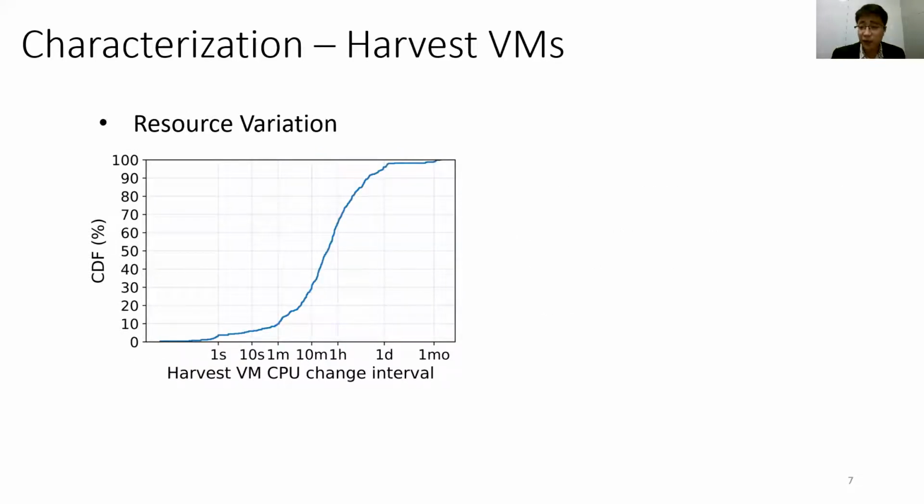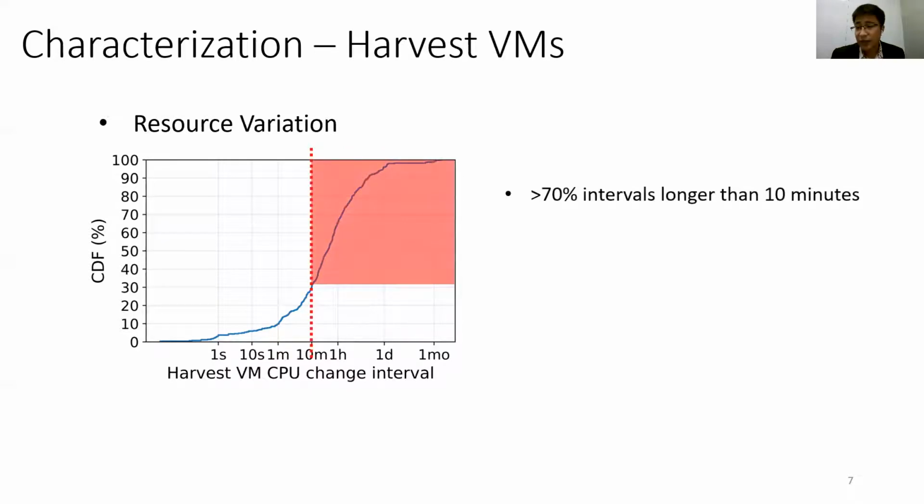Then let's look at the resource variation. We mainly care about harvesting CPUs, which are usually the scarcest resources on public clouds. The figure shows the CDF of Harvest VM CPU change interval. The CPU change interval refers to the duration between two consecutive changes of allocated CPUs on one Harvest VM instance. As shown in the figure, 70% of change intervals in the red region are longer than 10 minutes, and 35% of intervals in the orange region are longer than 1 hour.